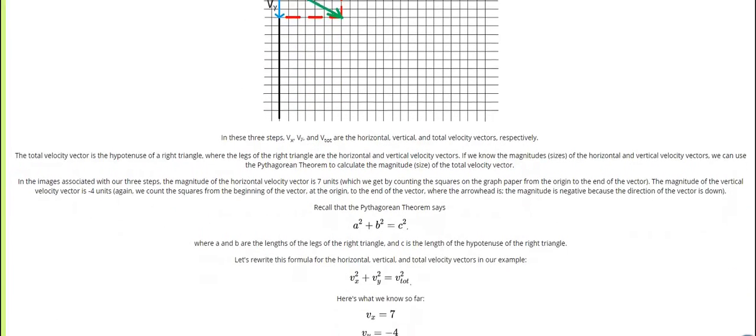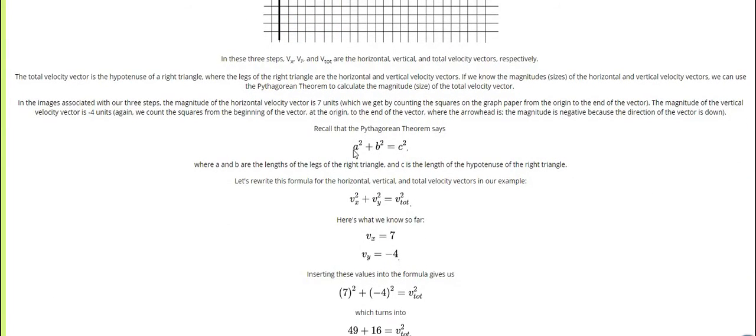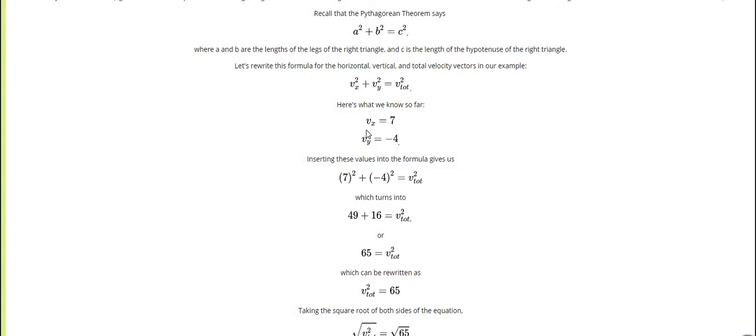As we go down the page, we're going to use the Pythagorean theorem: a squared plus b squared equals c squared. We've written it in terms of the velocities. The velocity in the x direction squared plus the velocity in the y direction squared is equal to the square of the total velocity. We know the horizontal velocity is 7 and the vertical velocity is negative 4, so we insert those into the equation. 7 squared is 49, negative 4 squared is 16. Add those together, you get 65.